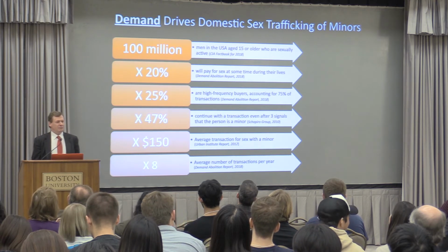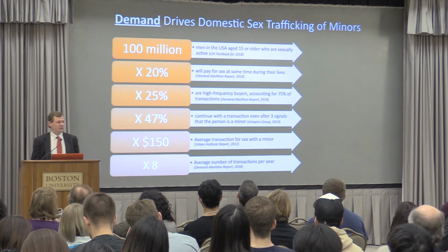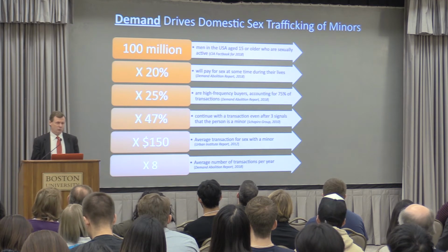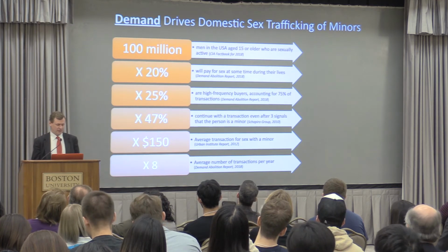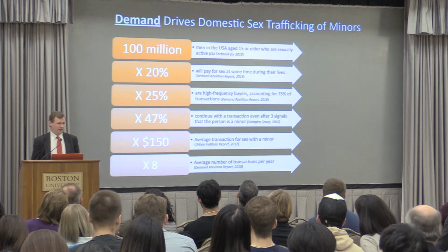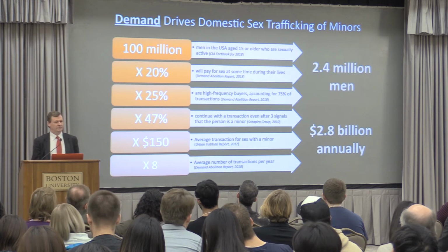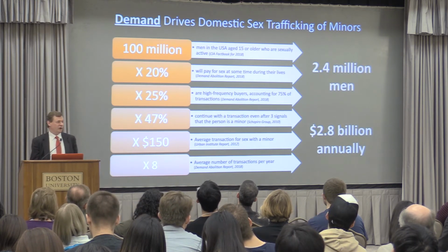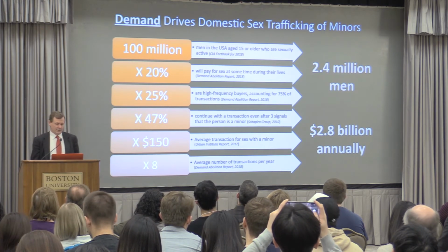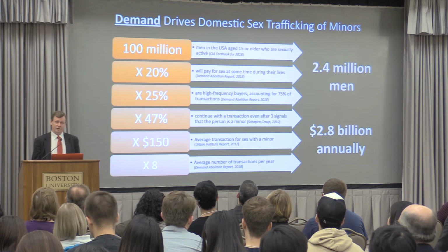And 47%, almost half of those high-frequency buyers, when given information that the person they're trying to buy sex from is in fact a minor, will continue with the transaction, which is valued at around $150 a pop and about 8 times a year. It produces an estimate of a market like this. This is what's driving the problem of the sexual exploitation of minors in the United States. It's a demand problem. Very difficult to address the demand problem.